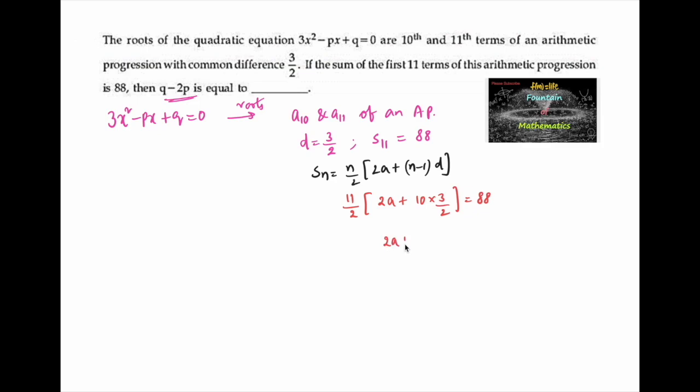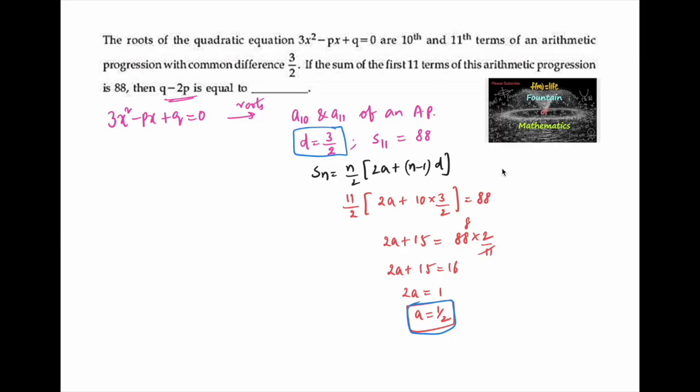So here 2a plus 15 is equal to 88 into 2 divided by 11, that is 2a plus 15 is equal to 16. So 2a is equal to 16 minus 15, which is 1. So a value is 1 by 2. So we got a value 1 by 2 and d value is 3 by 2.